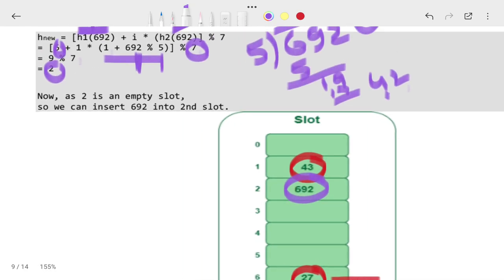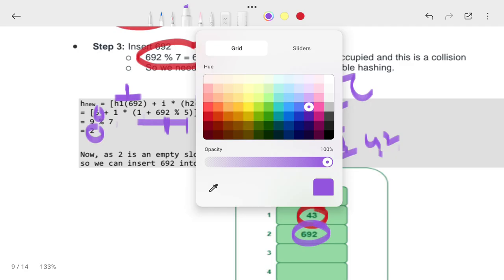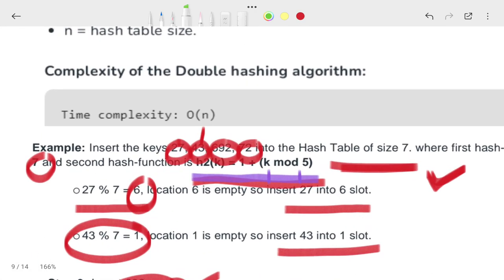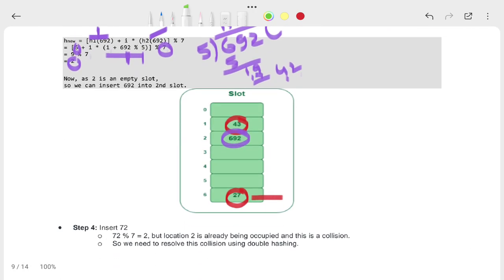I think you understand. By the help of this method, we can easily solve such type of question. This is double hashing. If you are still not able to understand, I will solve another question.